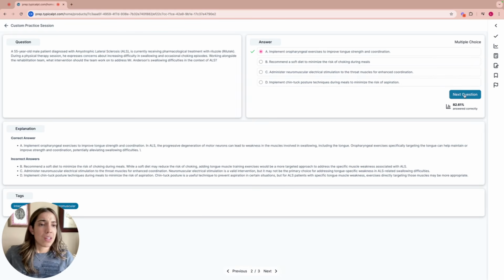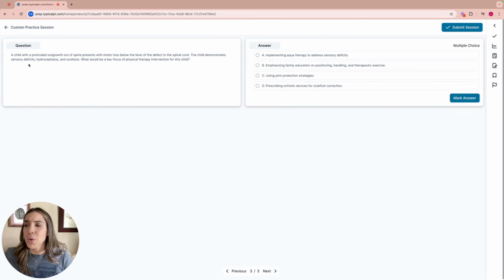Okay. Last question. A child with a protruded outgrowth of the spine. Okay, so here we have some pediatrics. I'm not super strong in pediatrics, but let's take a look. So here we have spina bifida, right? It presents with motor loss below the level of the defect in the spinal cord. The child demonstrates sensory deficits, hydrocephalus, and scoliosis. What will be a key focus of physical therapy intervention for this child?